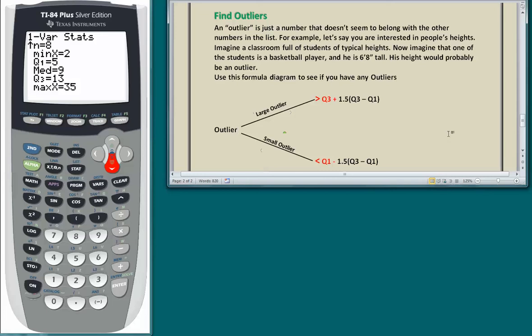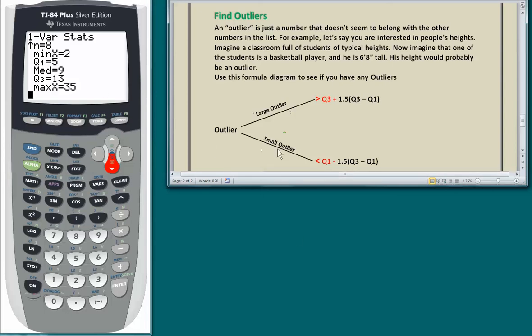So use this formula diagram to see if you have any outliers. So here you see an outlier. You can have a large outlier or you can have a small outlier. How do you know what a large outlier is? It's a number in your list that is greater than Q3 plus 1.5 times Q3 minus Q1. Q3 and Q1 are really all you need. You get them from your 5-number summary in your calculator. You just plug them in.